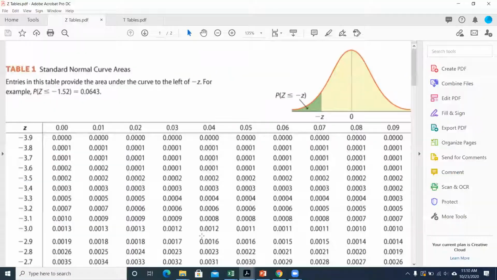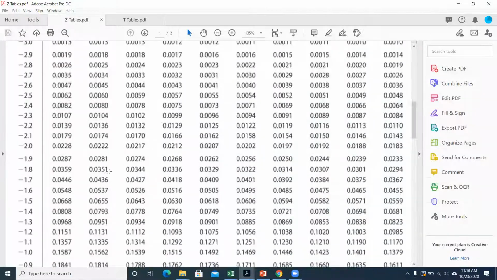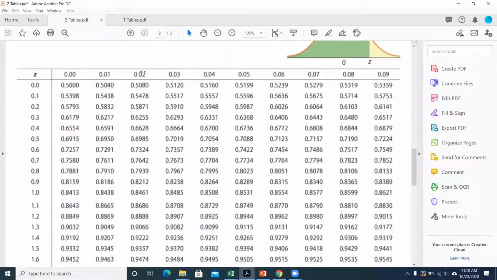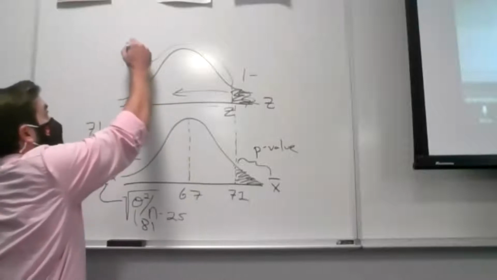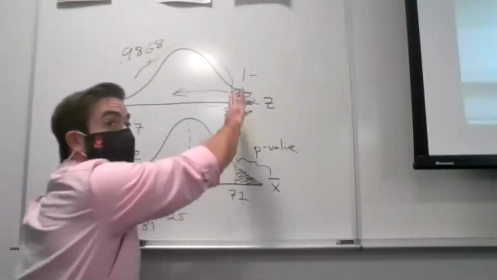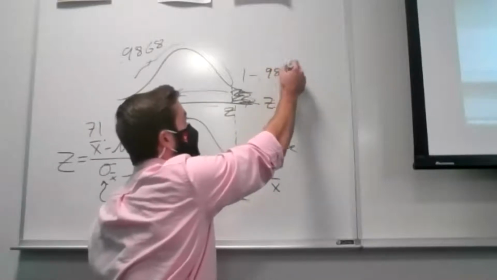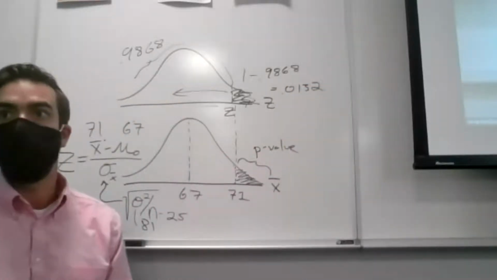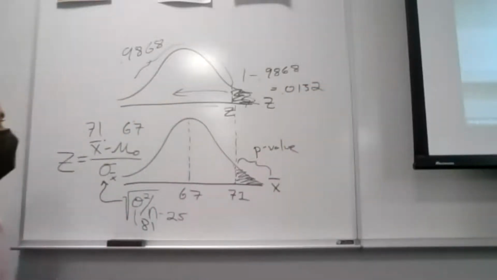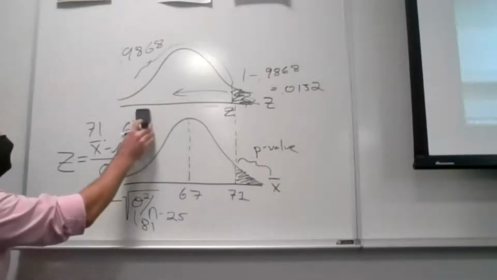I go to my standard normal tables, scroll down. So here's the 2.22, right here. The area to the left of that z-value of 2.22 is 0.9868, right? To get the area that we want, we'll subtract that from 1, and we get 0.0132. So our p-value is 0.0132.